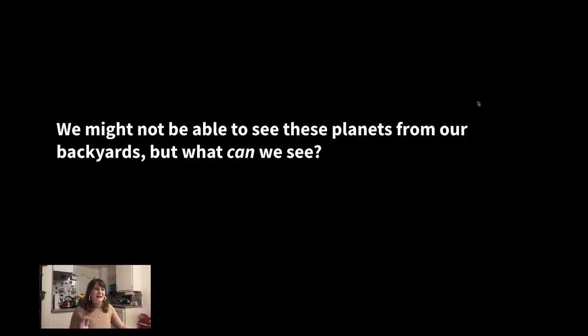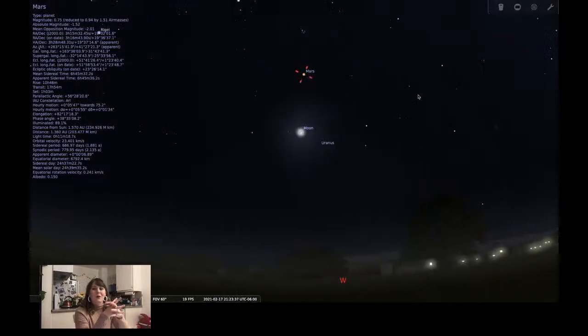So we might not be able to see these planets from our backyard, but what can we see? Let's take a break from the stuff that's far beyond what we can actually see with backyard telescopes or with our eyes, and think about what's going on in the night sky right now. I'm going to switch over to Stellarium here. Right now, Mars is pretty much the only evening planet that is visible.